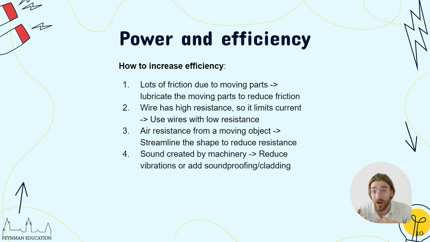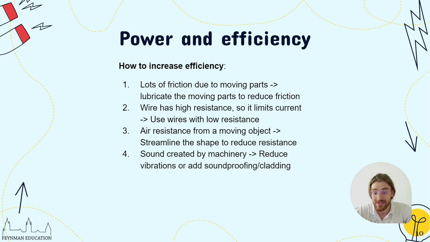The next is wires. Certain wires, and certain materials that wires are made out of, will have less resistance to the flow of electrons. Something like gold is a very good conductor of electricity, even more so than copper. So a lot of things like speakers, high-tech speakers, use gold-plated wiring, so that there's as little resistance to the flow of electrons as possible.